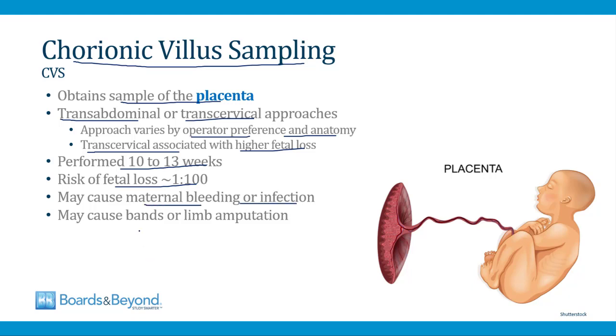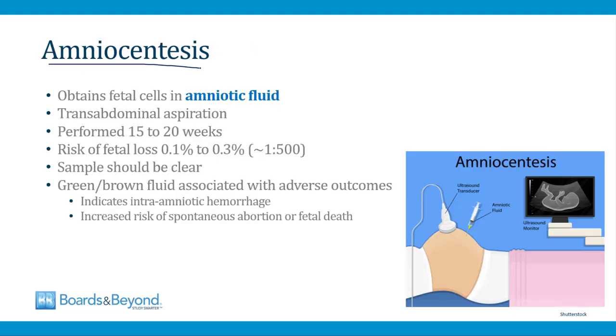And then the other risk of this procedure is it can cause the formation of amniotic bands, and it can also disrupt the formation of the limbs in the fetus. So in some cases, after a woman has had chorionic villus sampling, her fetus develops missing a limb or with a deformed limb. Amniocentesis involves obtaining fetal cells in the amniotic fluid.